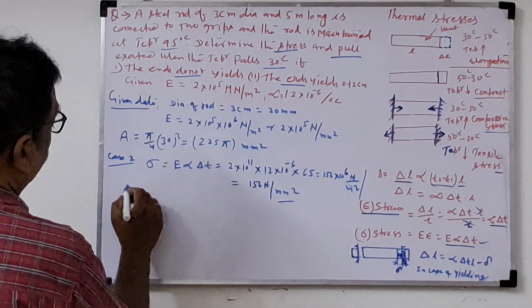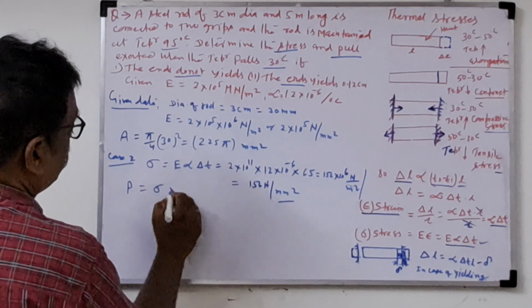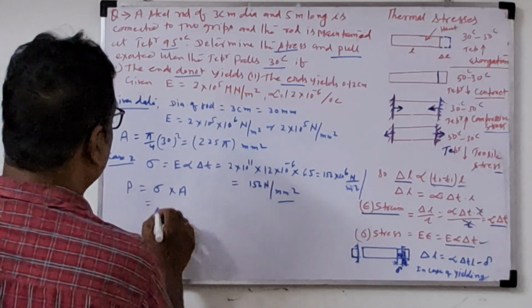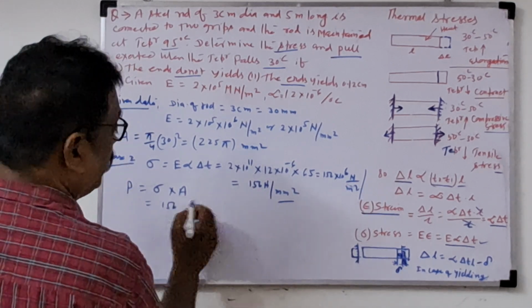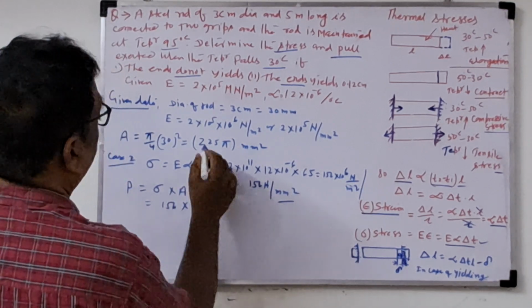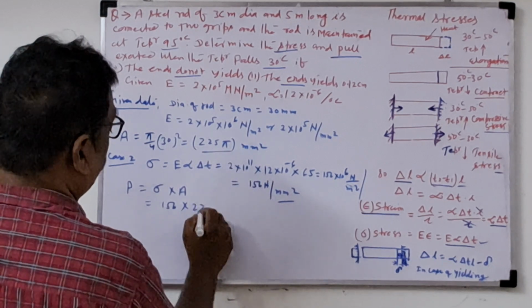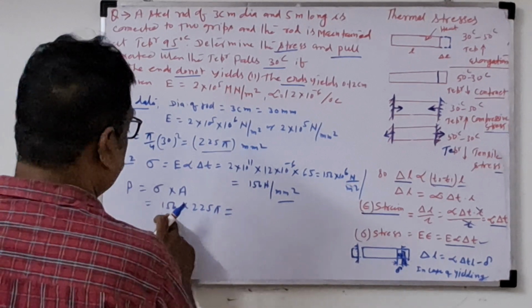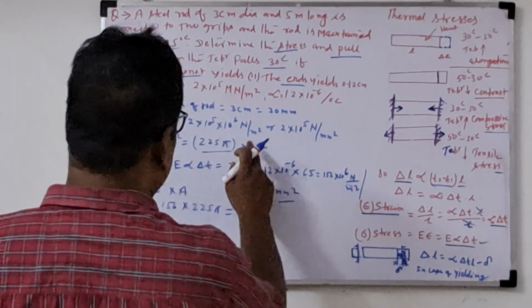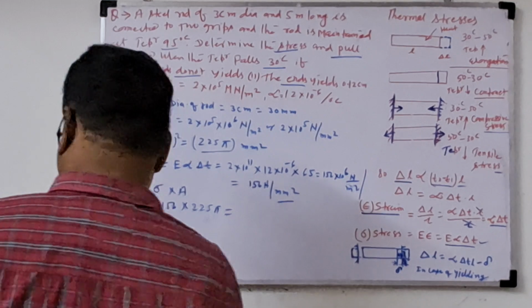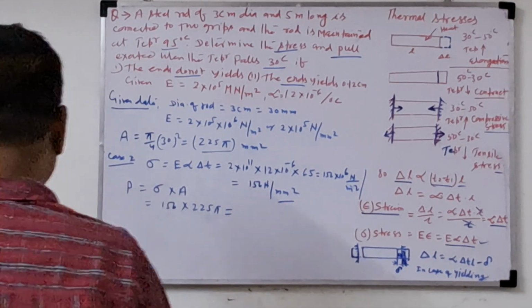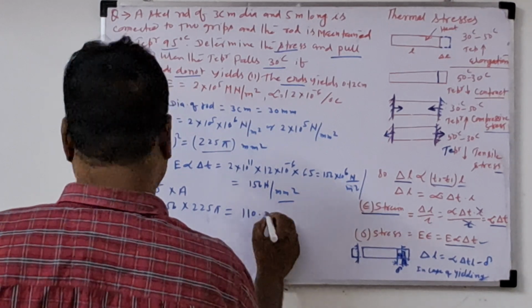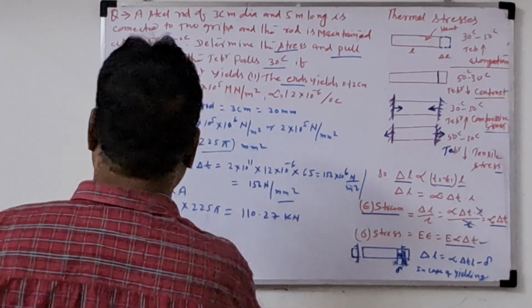Now what are they asking? Pull, that means P. P is equal to nothing but stress into area. So we will substitute this value. Stress, how much? 156 Newton per mm square. Then area also in mm square, 225 pi. So this is Newton per mm square, this is mm square, so it will come Newton. How much Newton is coming? 110.27 kilonewton. This case 1 came.